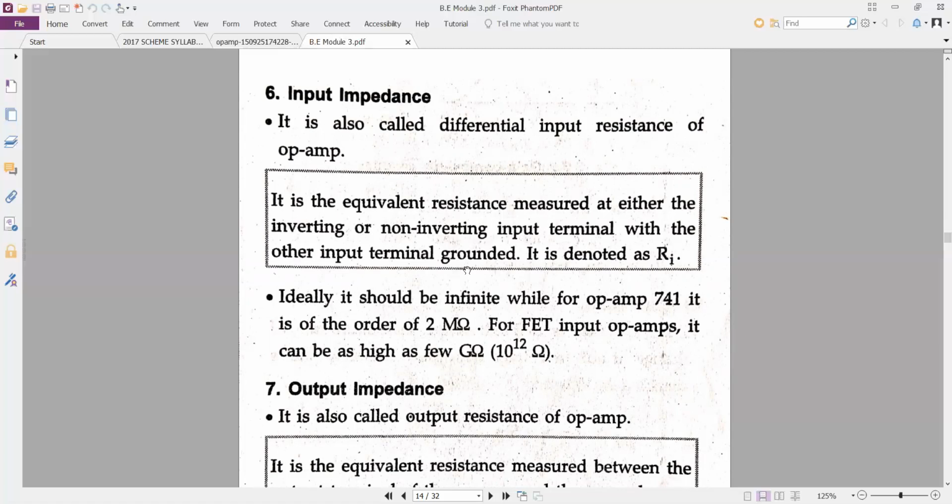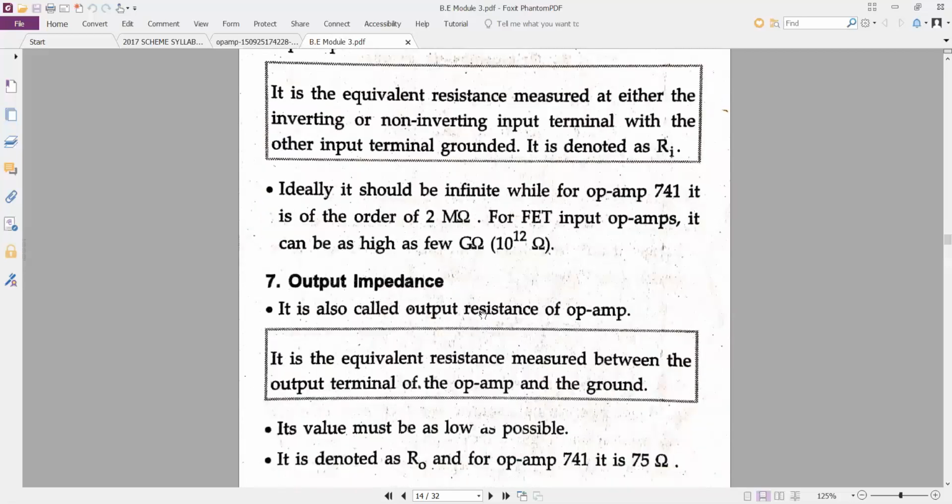For example, if you are measuring the input impedance at the inverting terminal, then the non-inverting terminal has to be grounded. Or if you are measuring the input impedance at the non-inverting terminal, then the inverting terminal has to be grounded. It is denoted as Ri, and ideally it should be infinite. For the op-amp 741 IC, it is of the order of around 2 mega ohms.